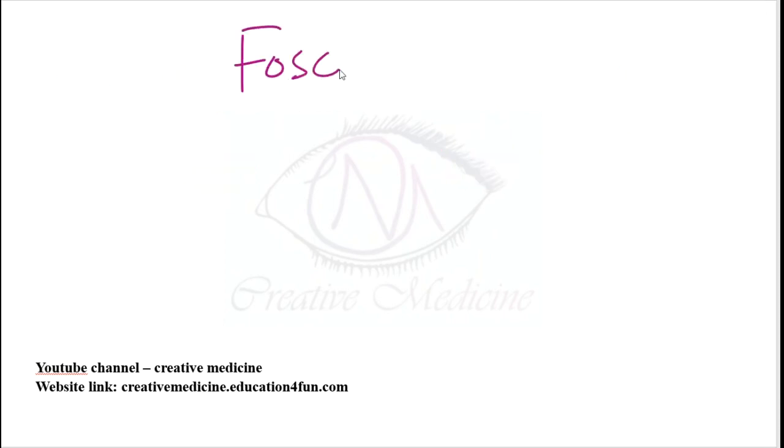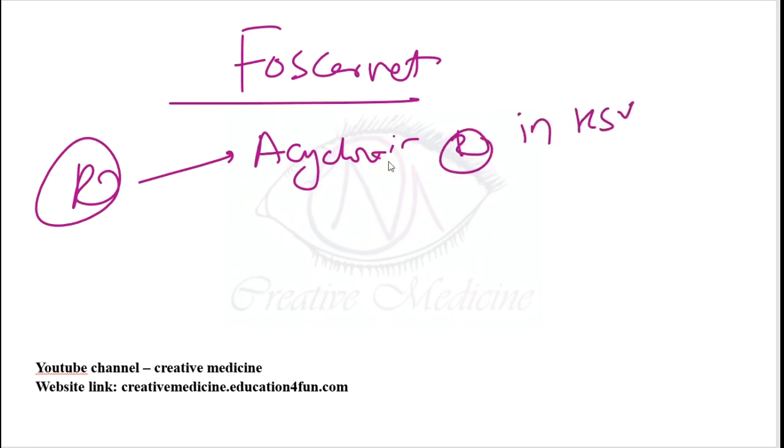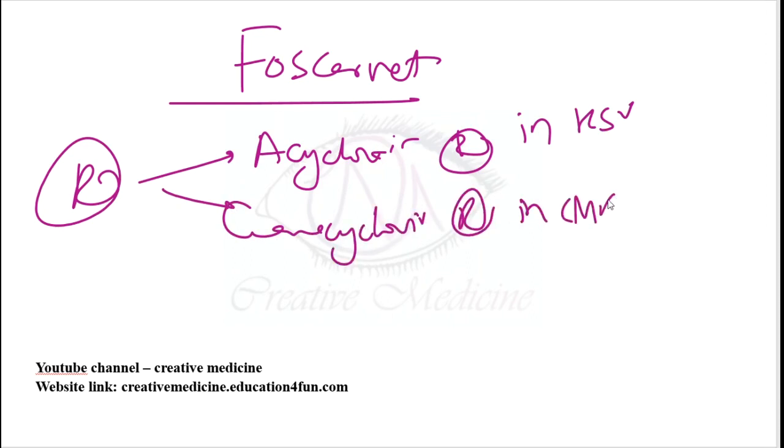Then the next important thing is foscarnet. So this foscarnet is used mainly in the resistant cases. That is, it is used in acyclovir resistant cases for HSV, and it is also used for ganciclovir resistant cases in cytomegalovirus.